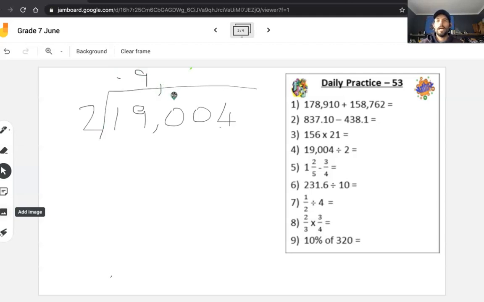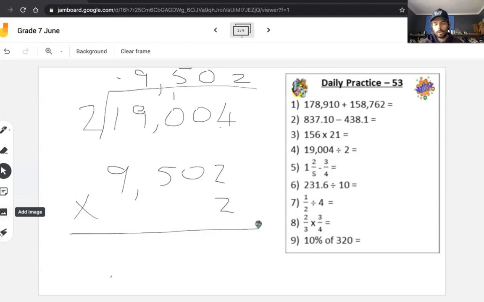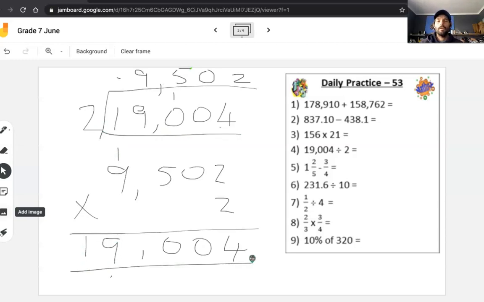Remember the decimal lines up. 2 into 10 goes 5 times. 2 doesn't go into 0. 2 goes into 4 twice. Now if I wanted to check that, I can do the inverse, which is multiply. So it's a short multiplication sum. And let's have a look at what we get. 19,004. The answers are the same, so therefore our original calculation must be correct.